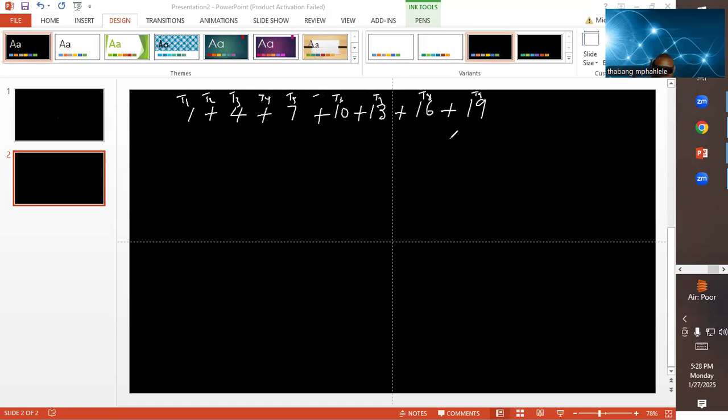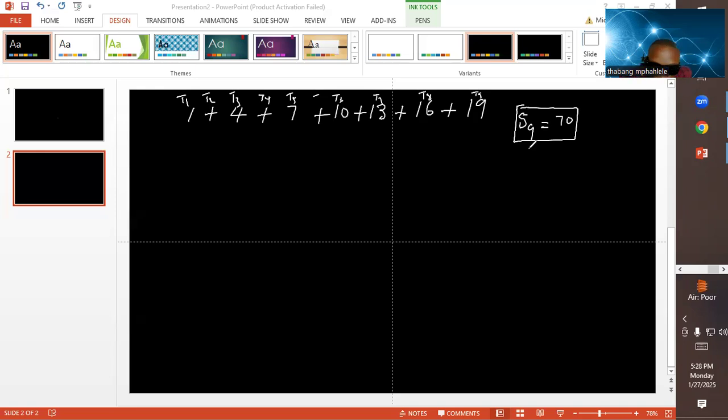I want you to add all these 9 terms, starting with the first term up to term number 9. Please press it on your calculator. So you're going to say 1 plus 4 plus 7, plus 10, plus 13, plus 16, plus 19. How much do you get? You get 70. So it means that the sum of these 9 terms is 70.